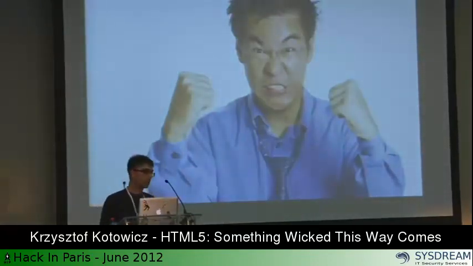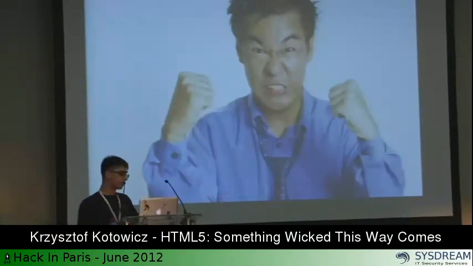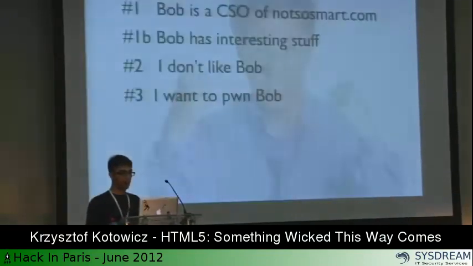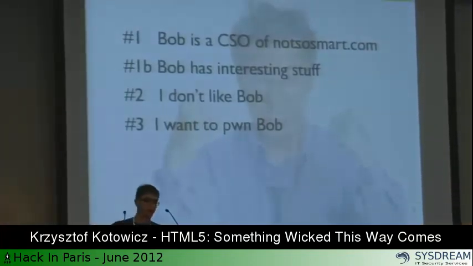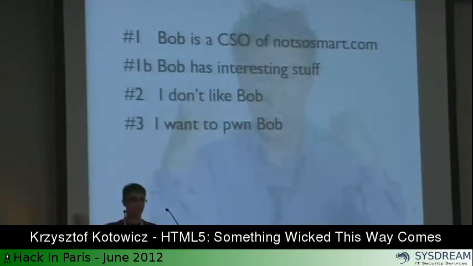Let's meet Bob. This is our victim. What do we know about Bob? Well, he's a CSO of any company that we are interested in hacking. Of course, as a CSO, he has access to some interesting stuff. He can have important files, personal files on his computer. He can have some cookies that we are interested in. He has access to the intranet for his website. And I don't like him. I don't like Bob at all as an attacker. So I want to pawn him in multiple ways.